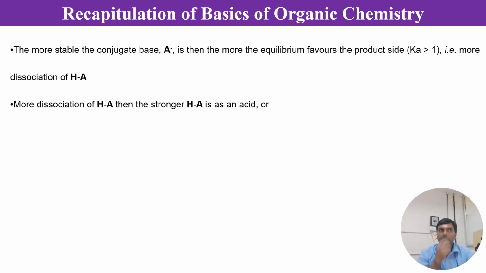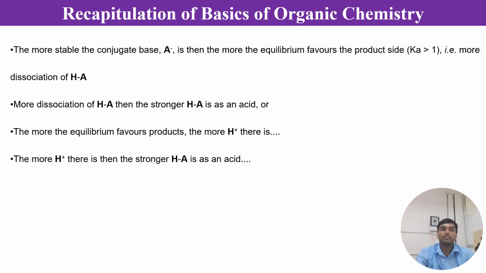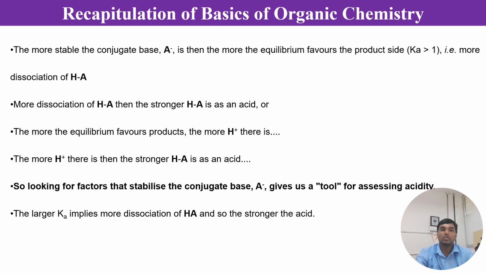Now if ionization is more, that means it will be stronger. That's why a higher ionization constant means a stronger acid. But at the same time, pK is actually minus log Ka. If pK is lower, that is considered a stronger acid.